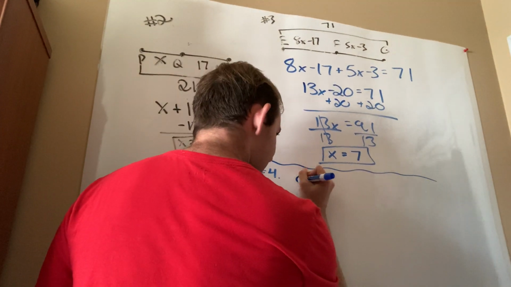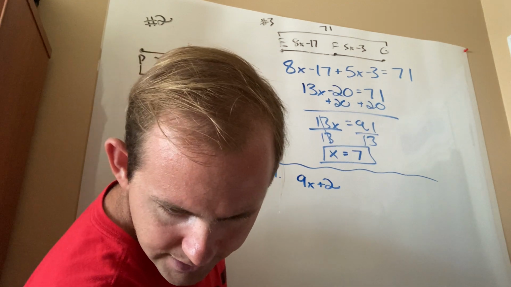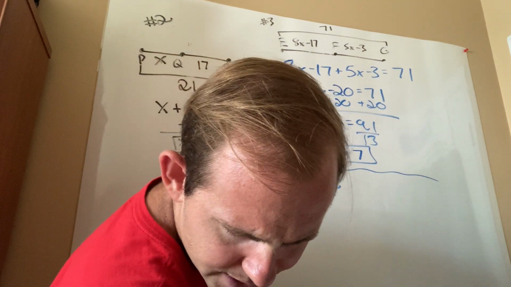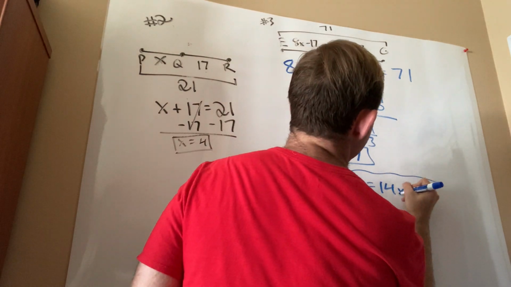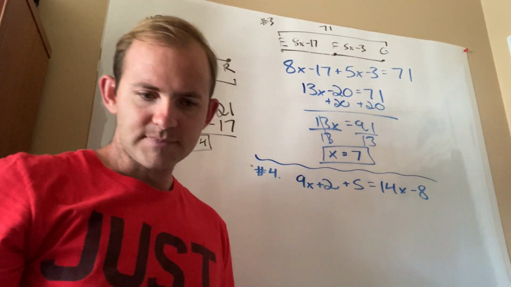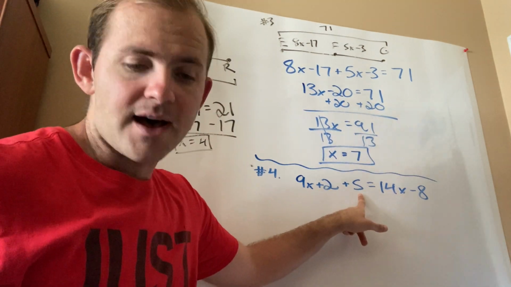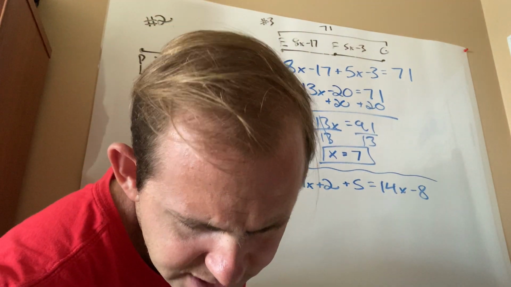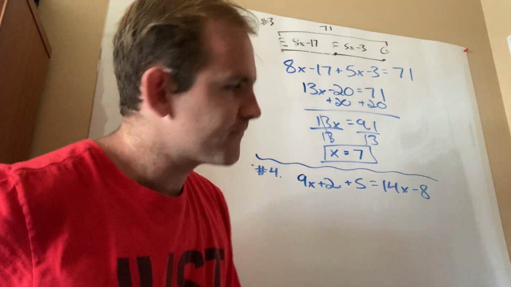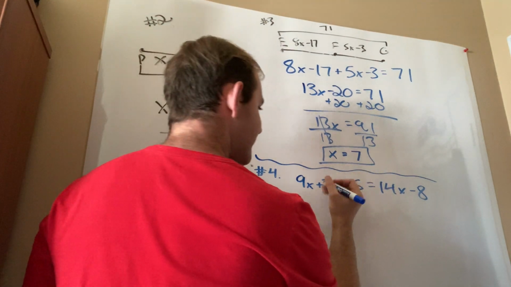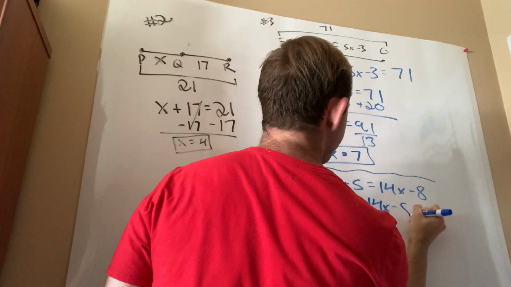So, and I apologize if this is a little bit fast, guys. I'd be more than happy to go over with you individually if need be. But 9x plus 2 plus 5 equals 14x minus 8. So again, 9x plus 2 is a small. The 5 was one of your smalls, and the 14x minus 8 is the whole thing. So that's why it's alone on the other side. First, combine like terms. So I get 9x plus 7 equals 14x minus 8.